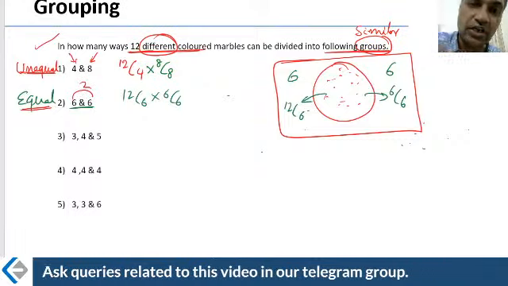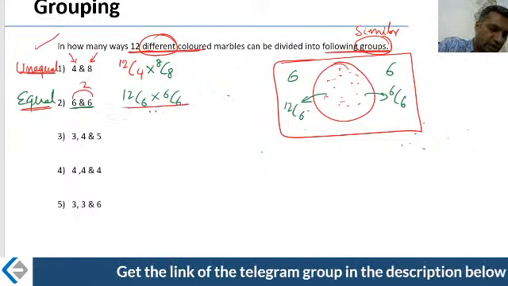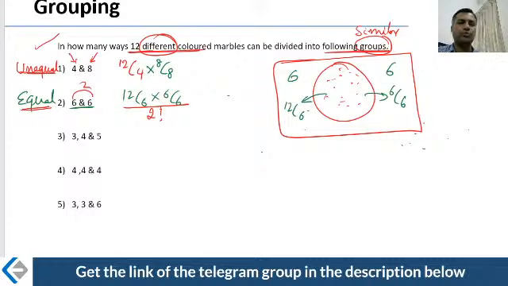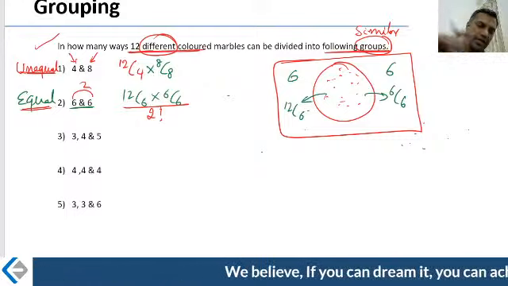Two groups are equal, not the size. The size of each group is 6. If two groups are equal, you have to divide by 2 factorial, otherwise your answer will be wrong. So that's the difference between an unequal group and an equal group. I hope all of you got this point. All right, unequal and equal groups.